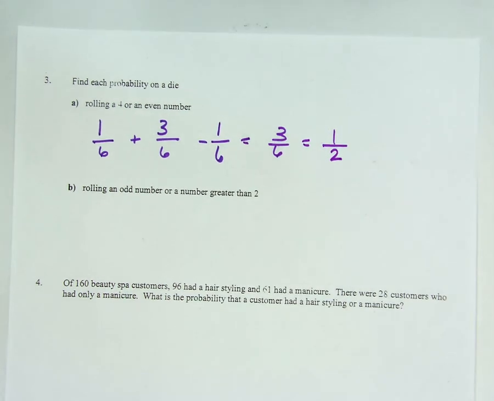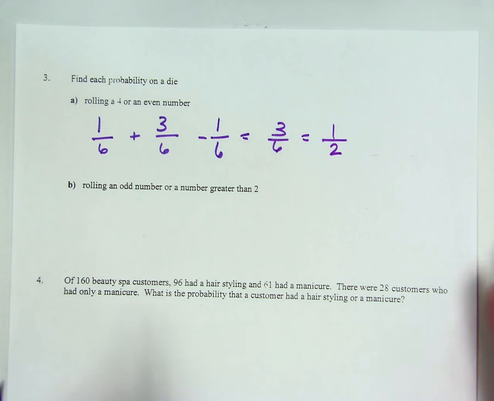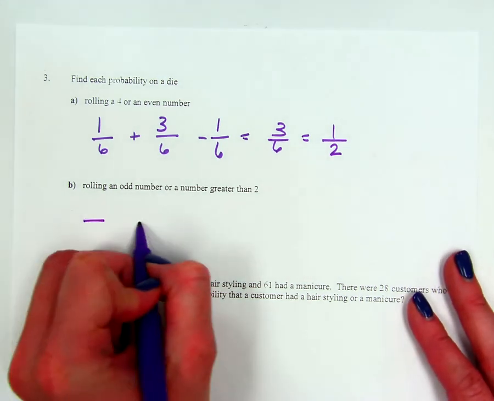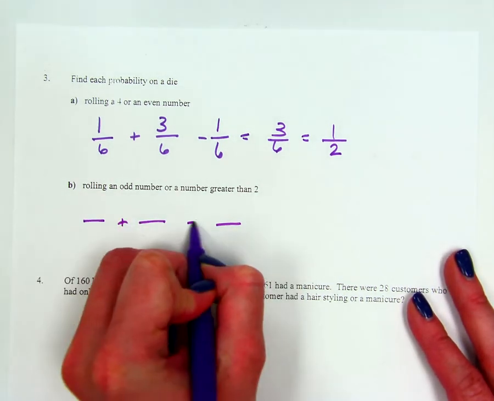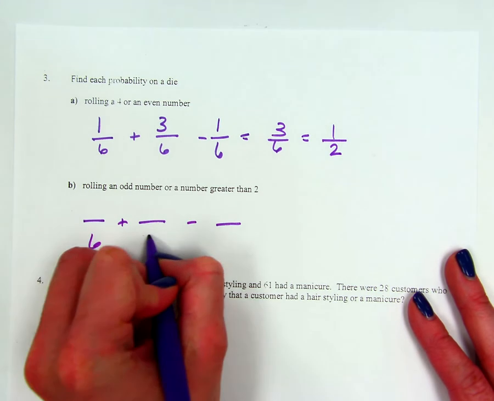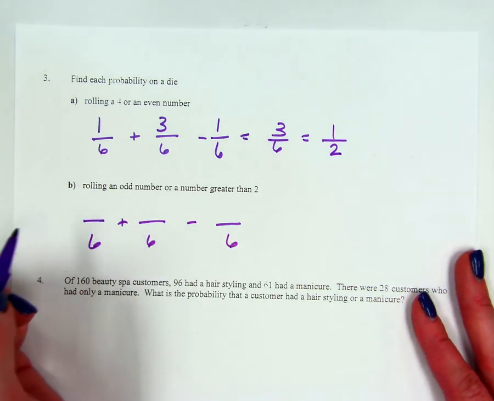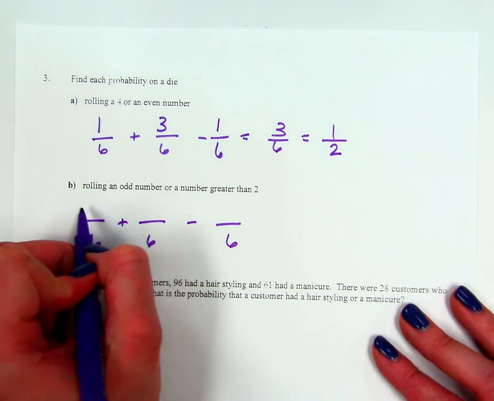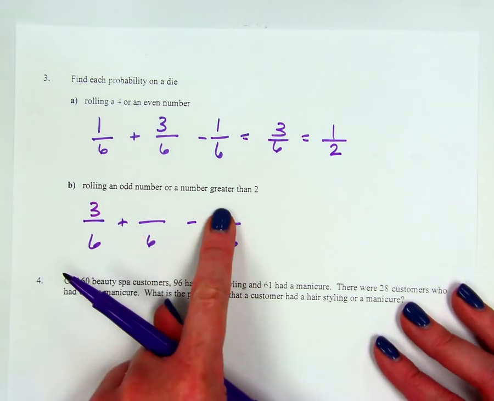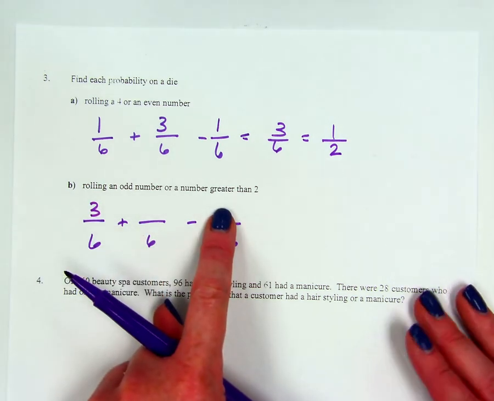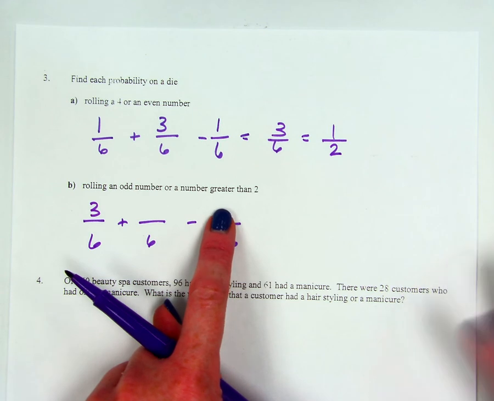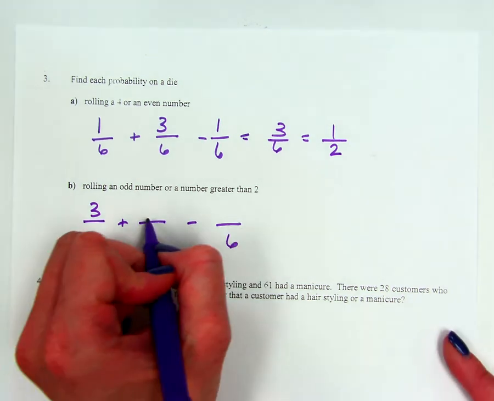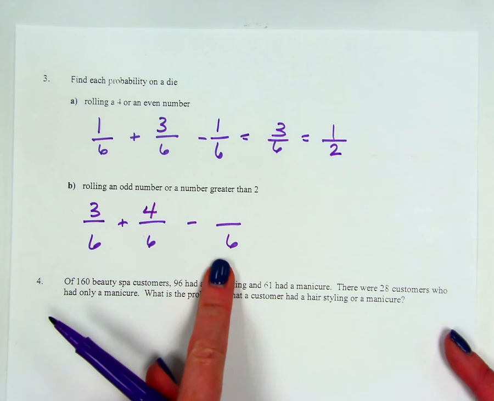Same thing again for B, rolling an odd number or a number greater than 2. So we'll start with our 6 in the bottom. So rolling an odd number, again, that's a 1, 3, and 5. So that's giving us 3 options. A number greater than 2, so that excludes 1 and 2. So that gives us 3, 4, 5, and 6. So that's 4 options. And then we're going to subtract both.